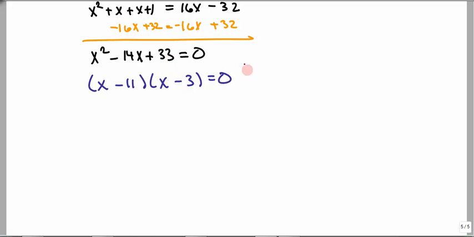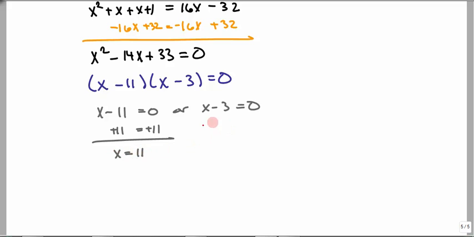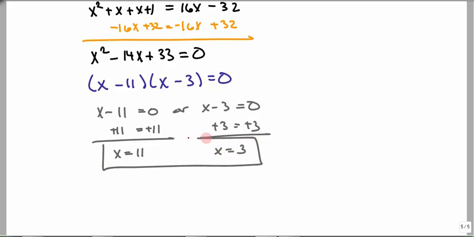Okay, so this does factor. Now we'll use the zero factor property. x minus 11 equals 0. x minus 3 equals 0. On the left-hand side we'd add 11 to both sides and I have x equals 11. Here I'd add 3 to both sides and I have x equals 3. These are not guaranteed solutions. These are potential solutions.